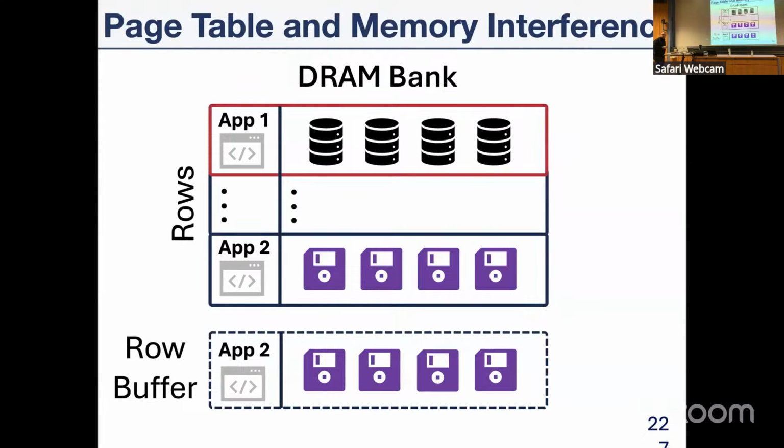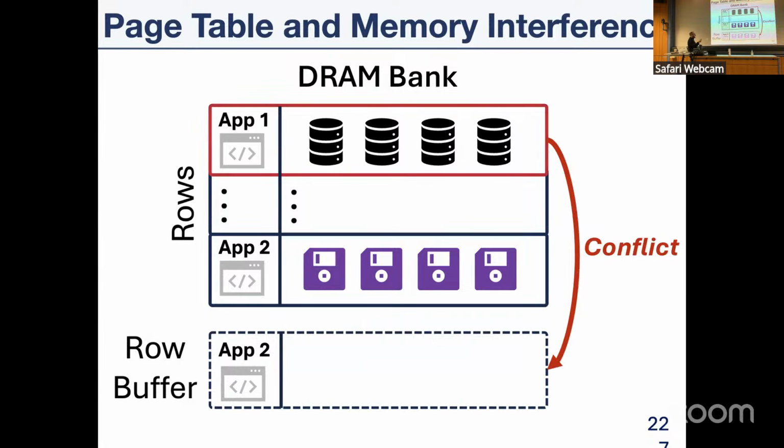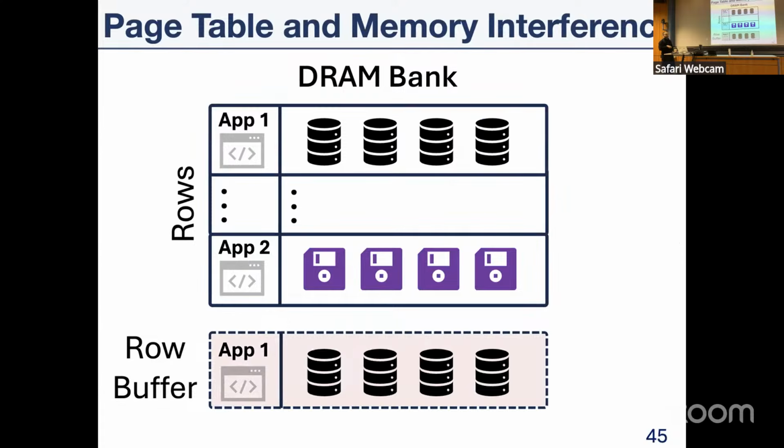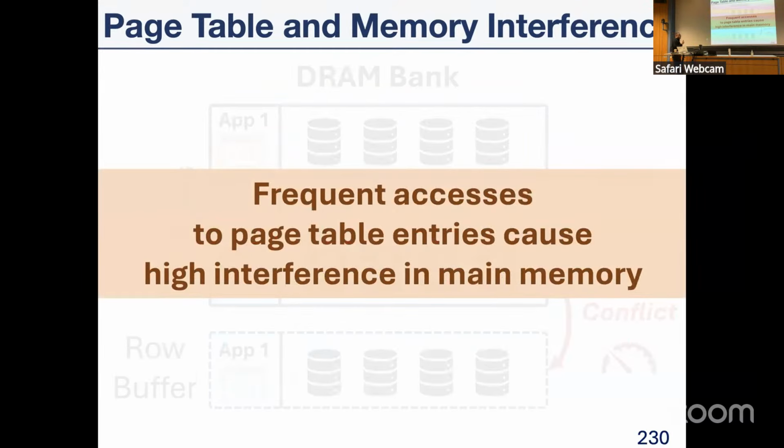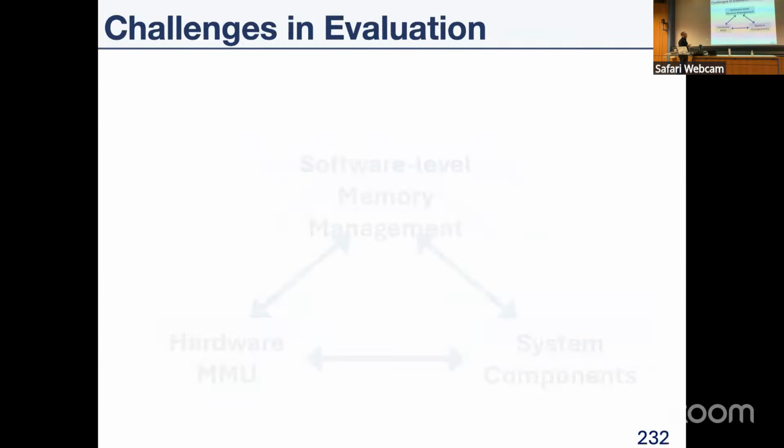What will happen is the following. Application 1 will create a conflict with the row buffer contents. It will activate the row that corresponds to the page table entries. And next time application 2 needs to reaccess the data, because that's a memory intensive application, for example, this will create a conflict again. So application 2 will face performance penalties because application 1 is translation intensive. So the frequent access to the page table entries in this scenario causes high interference in the main memory, which is an effect that we want to capture when we evaluate our solution, basically.